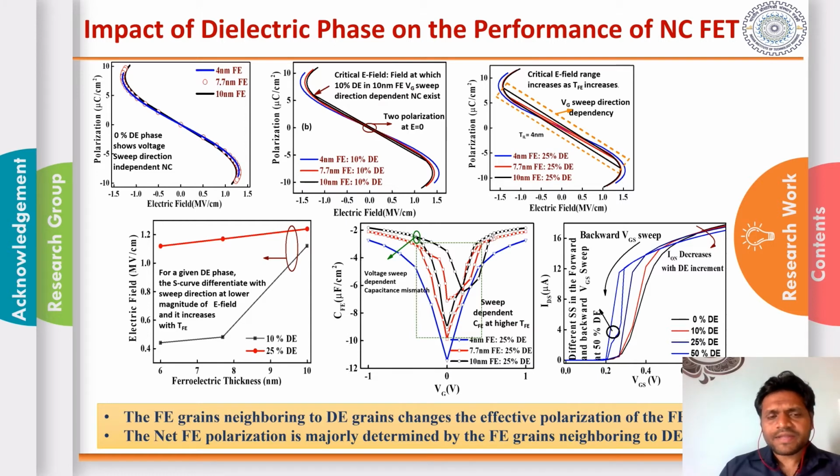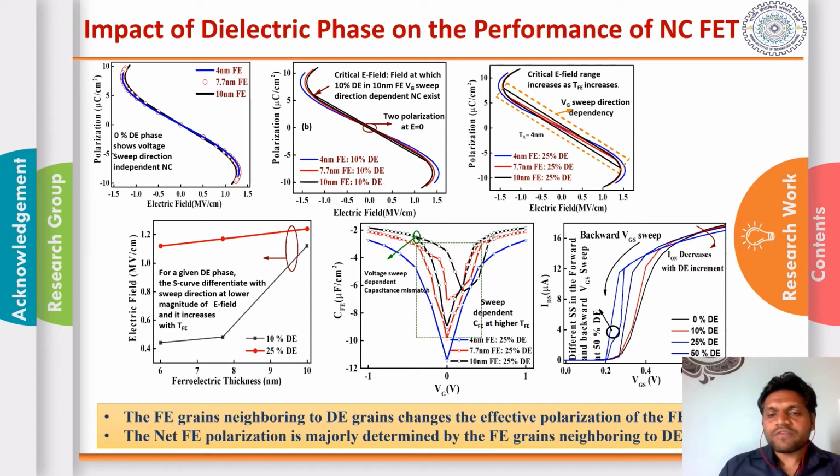In order to maintain the directional field in the ferroelectric grain which is near the dielectric grain, the total polarization of the ferroelectric layer is changed, and the net polarization is majorly determined by the ferroelectric grain which is neighbor to the dielectric grains. Due to this, the complete ferroelectric polarization becomes direction dependent. This can be seen from the CFE versus VG curve. In this, at VG equal to 0 volt, we are getting two polarization states, which is due to direction dependency, and this can also be seen from the transfer current characteristic of NCFGSY.